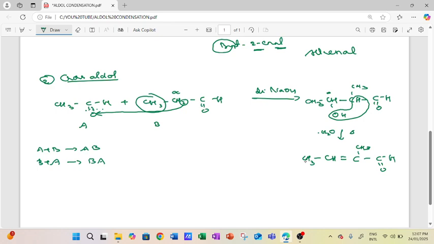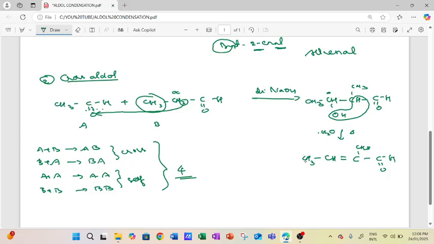And in the reaction vessel, if millions of reacting molecules are there, A can combine with A itself, forming the AA product. Similarly, B combines with B, forming the BB product. It means there is a chance of getting self-aldol products also if you do cross-aldol. So these two are cross-aldol products and AA and BB are self-aldol products. So totally we are getting 4 products if you do cross-aldol condensation. So I hope you understood.